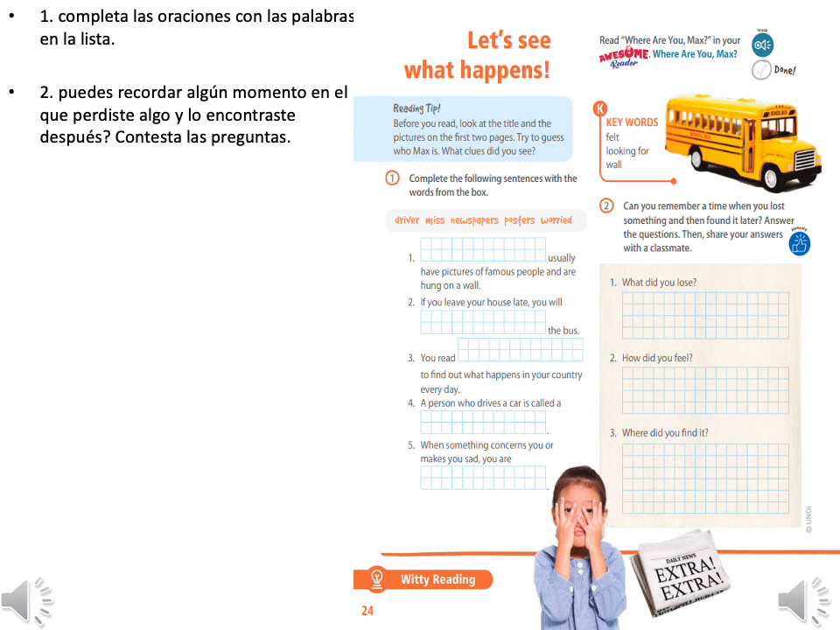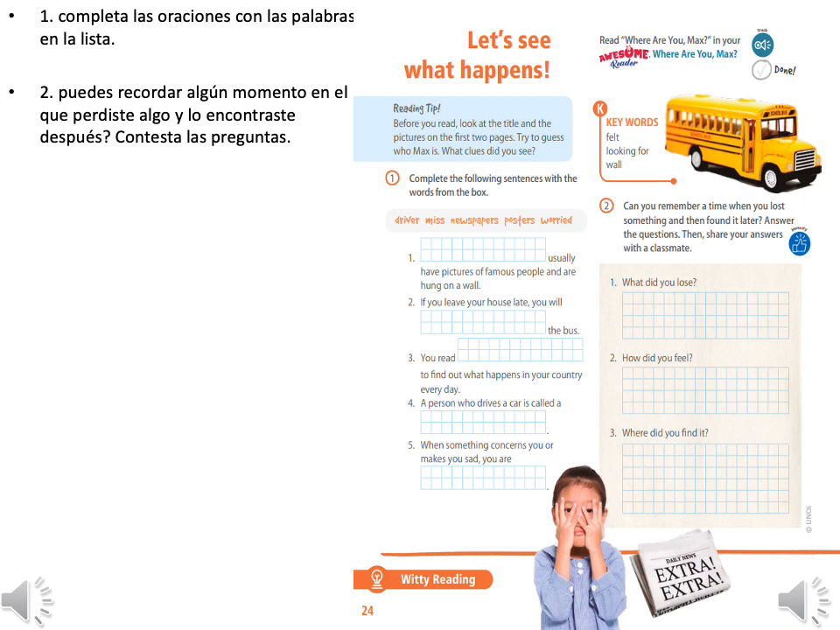Now have your book open on page 24. Let's see what happens. In exercise 1, complete the following sentences with the words from the box. The words that are colored orange, we are going to complete in the 5 sentences under. Remember that we are going to complete it by reading your Awesome Reader, Where Are You, Max? This is about all the story, about the dog, the mom, they lost the dog. I told you before that you must read the book many times to realize what the story was about. Because if you don't get it, you are not going to be able to answer these questions.